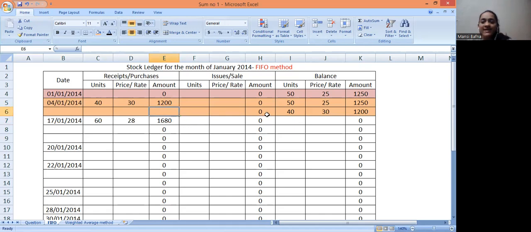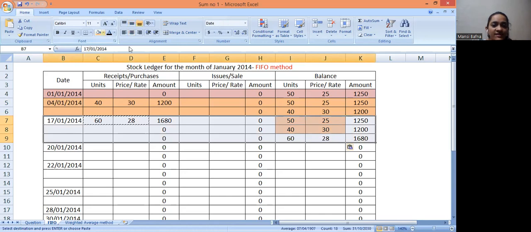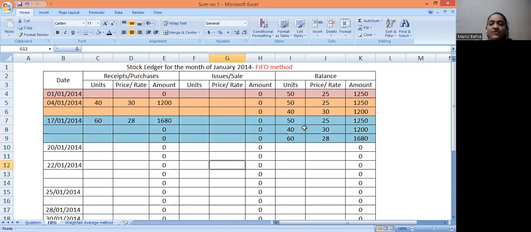Now when we are recording the balance, at that time, we will have three different balances. We will take down this as it is, 50 units at the rate rupees 25, 40 units at the rate rupees 30, and in addition to this, you will record 60 units at the rate rupees 28. So your transaction on 17th of January will look something like this, where you have 50 units at the rate rupees 25, you have 40 units at the rate rupees 30, and you have 60 units at the rate rupees 28 each. So this is your total balance as on 17th of January 2014.